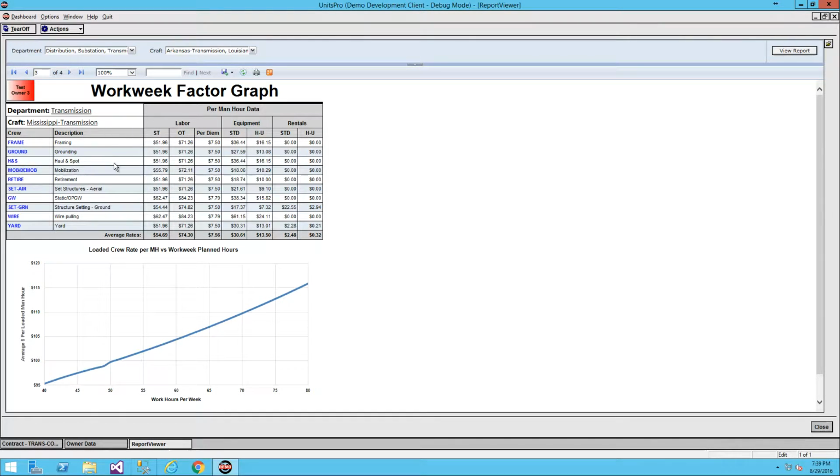So here's Mississippi Transmission. So these are the crews that are included in the analysis with their labor, overtime, per diem, equipment, high utilization equipment, and rentals per hour, and what they're looking like on average. And you can see the rate of increase is much, much less than one would hazard a guess. So if you're using UnitsPro in our billing processes, you're going to pay much less of a premium for equipment than you otherwise would. Take a look.